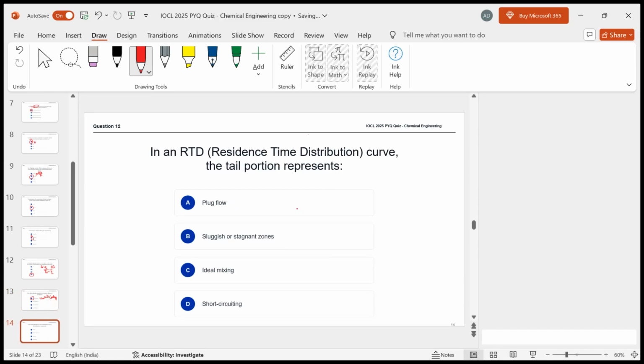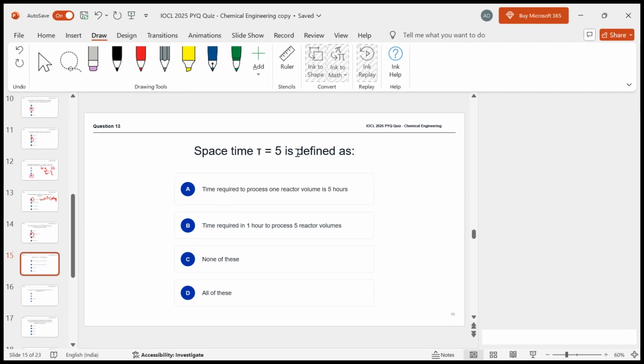In an RTD (residence time distribution) curve, the tail portion represents non-plug flow, non-ideal mixing, sluggish or stagnant zones. The residence time distribution curve is not the ideal curve. Ideally, the flow pattern of the fluid in a reactor is a straight line, but due to non-ideality, the residence time distribution is a probability time function.